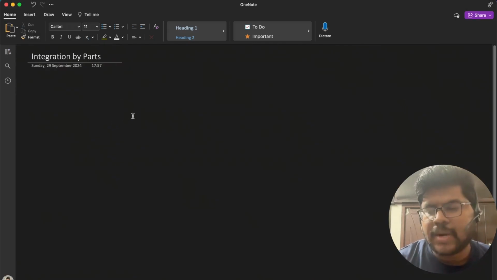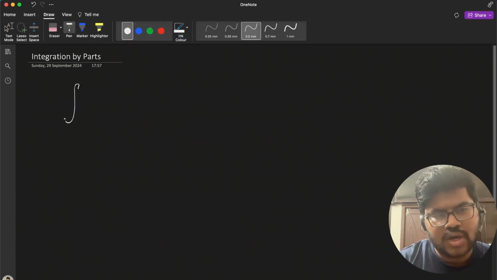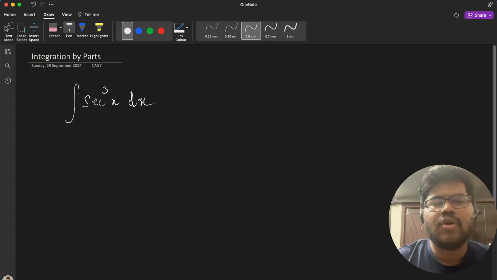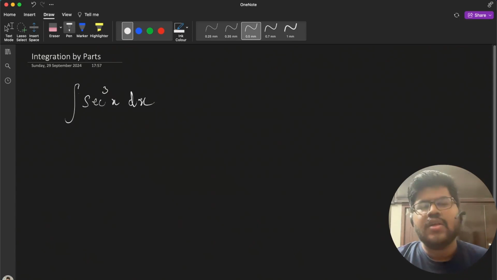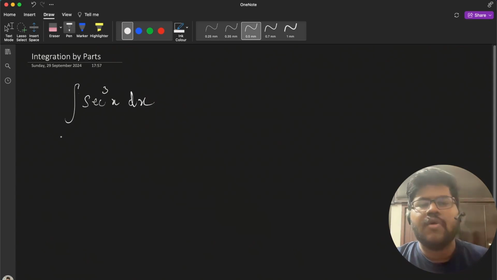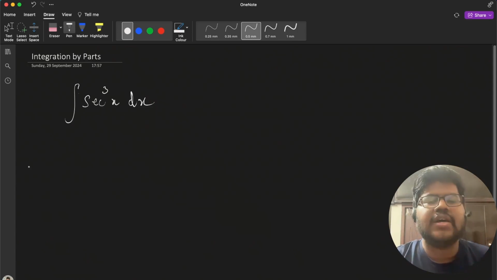Sometimes it happens that whenever we come across an integration process, suppose I write integration of sec cube x dx, and we come to know that this integration is not possible without applying any substitution, and we cannot find any substitution. Then it is not possible to integrate the expression directly. At that time we come to know the concept of integration by parts.